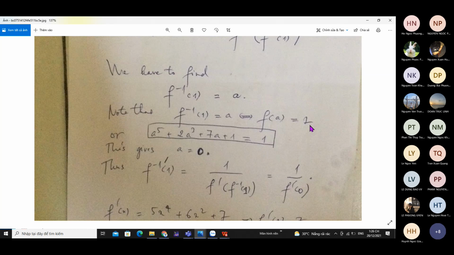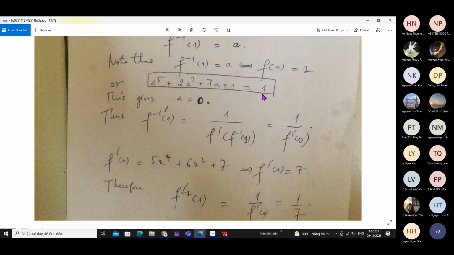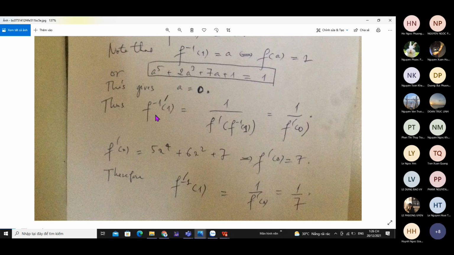So what is the number a here? I just replace x with a, and it equals 1. So here you see, it gives you a equals 0. Clearly, when a equals 0, f of a gives you 1, right? It means f inverse of 1 equals 0. And that's why now you have got the derivative of f inverse at 1 equals 1 over f prime of 0.